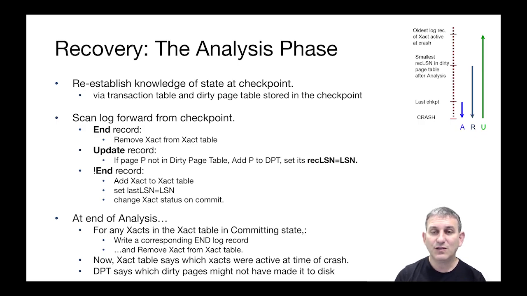At the end of analysis, when we're done doing this process record by record from the begin checkpoint to the end, for any transactions in the transaction table that are in the committing state, we're going to write a corresponding end log record. These are transactions that we're going to commit, and therefore we can write an end log record to the end of the log. And we're going to remove that transaction from the transaction table. What's left in the transaction table after that are transactions that were active at the time of crash. They were either aborting or actually running at the time of crash. And these are the transactions that we're going to need to undo. The dirty page table at the same time also is going to say which dirty pages might not have made it to the disk.